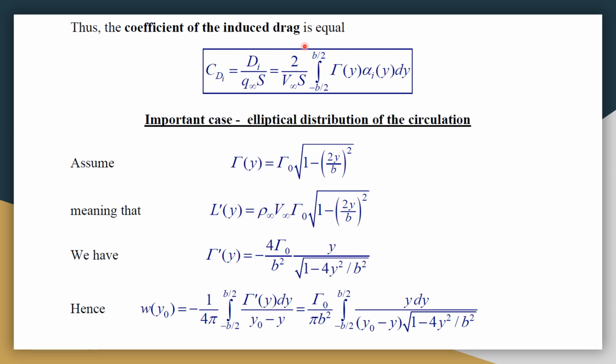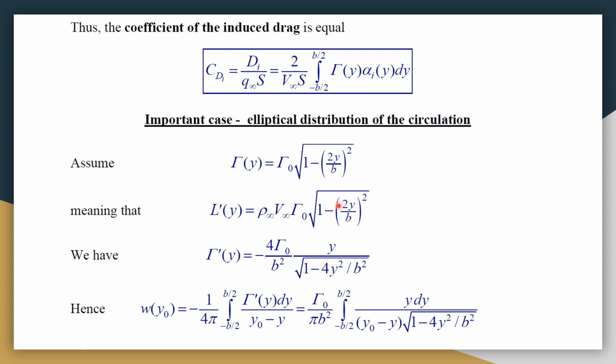The coefficient of induced drag is CDI equal to Di, the induced drag, divided by q infinity S, equal to 2 divided by V infinity S times the integration from minus b by 2 to plus b by 2 of tau y alpha induced y dy. The important case is the elliptical distribution for the circulation. Assume tau y equal to tau naught under root of 1 minus the bracket 2y by b squared. The lift L dash y equals rho infinity V infinity tau naught under root of 1 minus the bracket 2y divided by b squared.